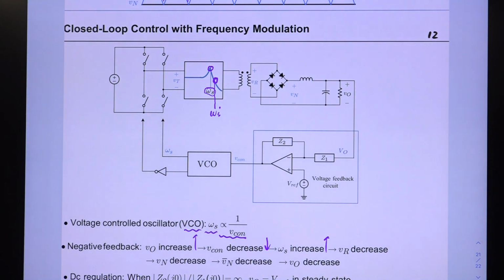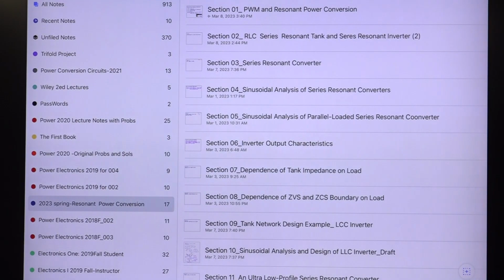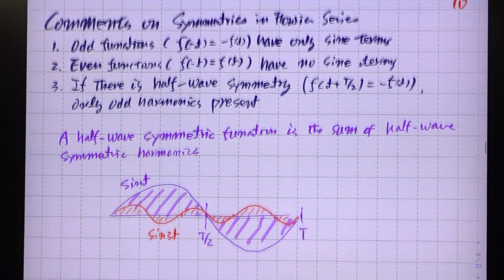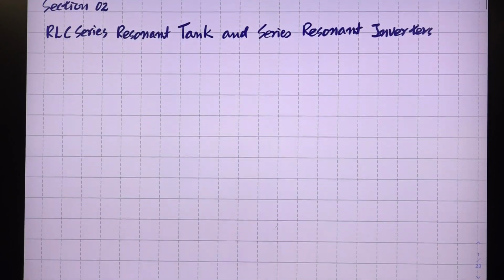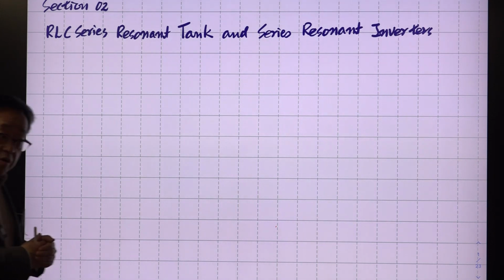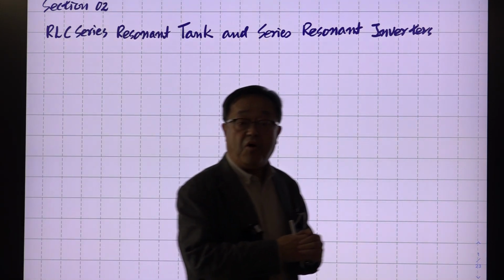So that is the end of section 1. And we move to section 2. In this section, we'll be talking about the RLC series resonant tank and the series resonant inverter. We'll be discussing the inverter a lot.